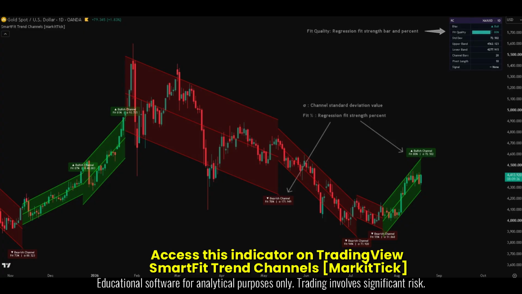From the most recent valid pivot, the script runs a least squares linear regression across the price series, solving for slope, intercept, and average to define the channel's central trajectory.